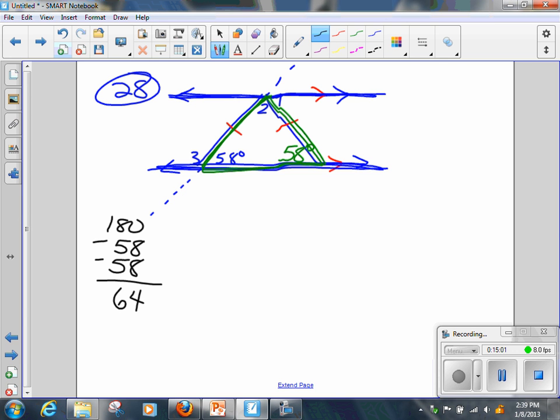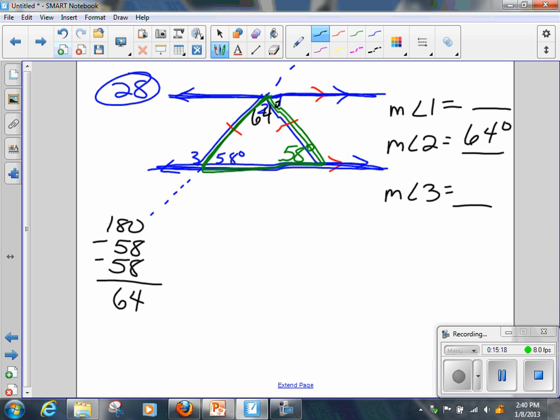Yep. All right, so we've got to find the measure of angle 1, the measure of angle 2, the measure of angle 3. The measure of angle 2 is 64 degrees. So saith Dennis. What else? What else, y'all? Come on.